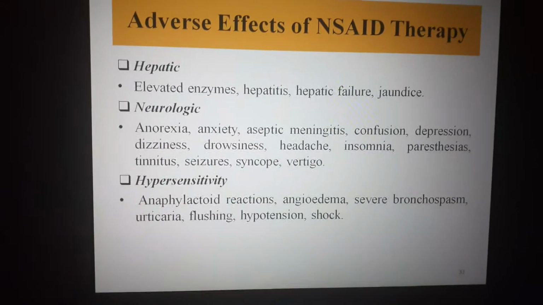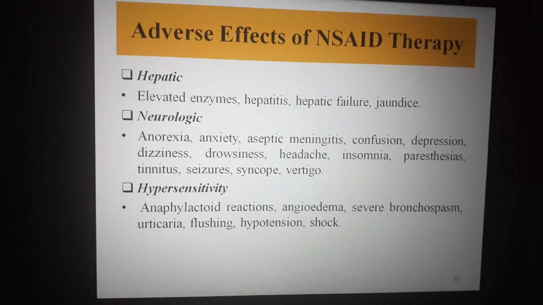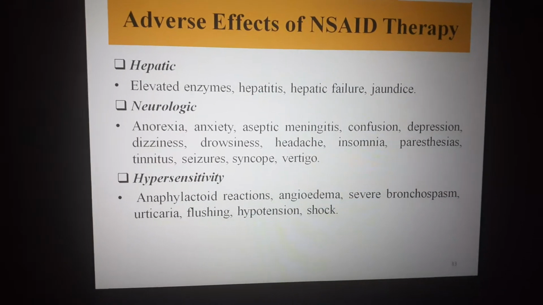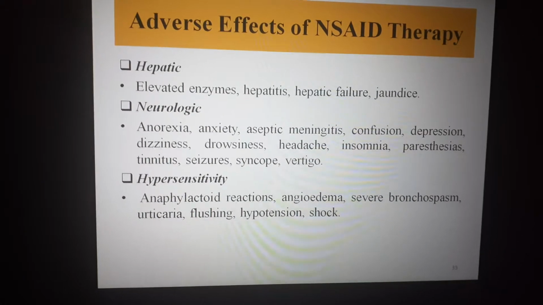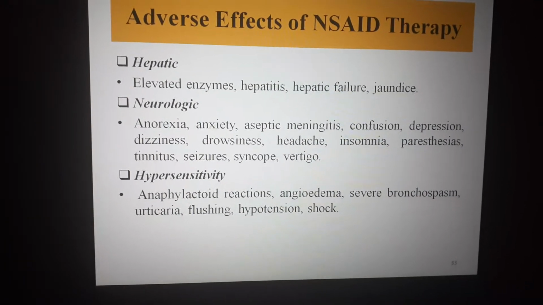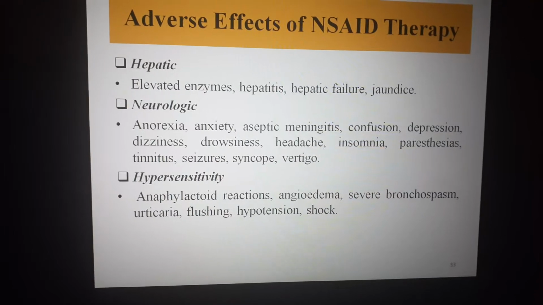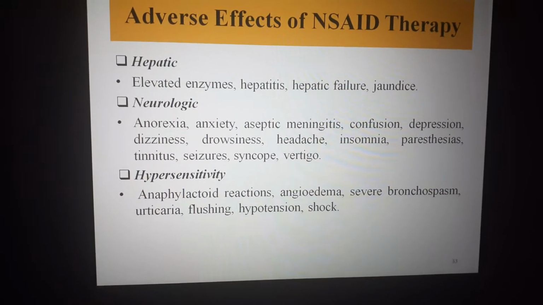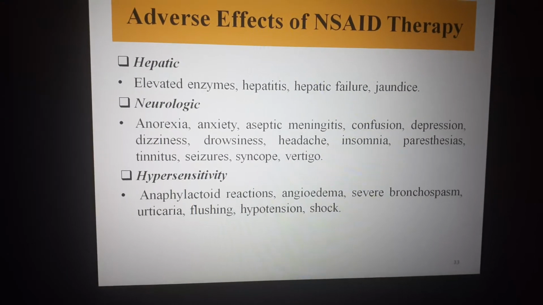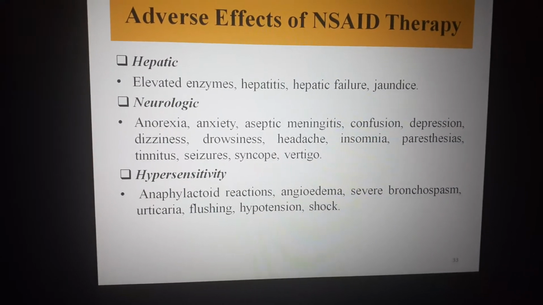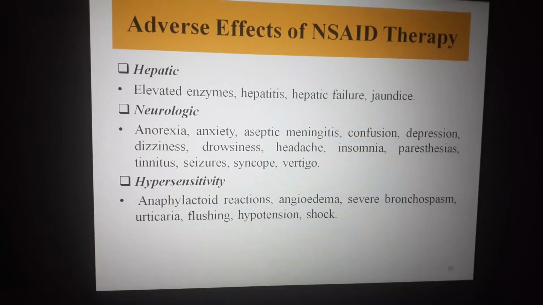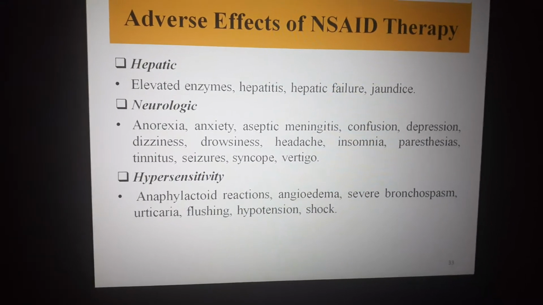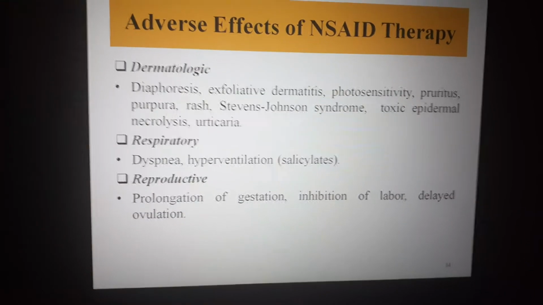Hepatic: paracetamol is the main culprit for hepatic adverse effects, and other drugs in this category can also cause hepatic adverse effects such as elevated liver enzymes, hepatitis, hepatic failure, and jaundice. Similarly, they can produce neurologic adverse effects such as anxiety, anorexia, confusion, depression, dizziness, drowsiness, headache, insomnia, seizure, syncope, and vertigo. Hypersensitivity reactions in the form of anaphylactoid reactions, angioedema, severe bronchospasm, flushing, and hypotension can be seen.